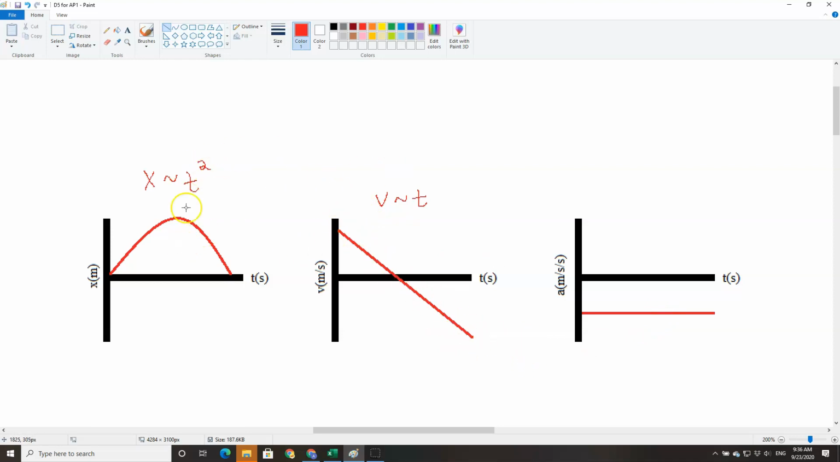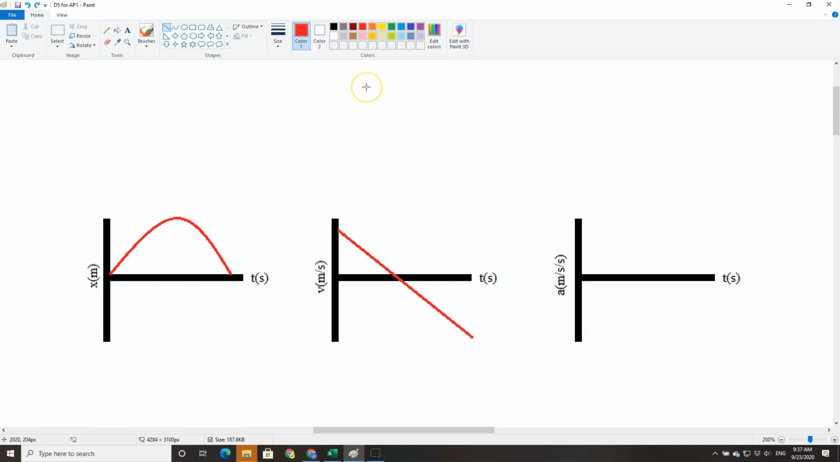The way position, velocity, and acceleration relate to each other is based on powers. If this is a power of 2, as seen in t squared, this is a power of 1, as t to the first. This is a power of 0, as t to the 0.